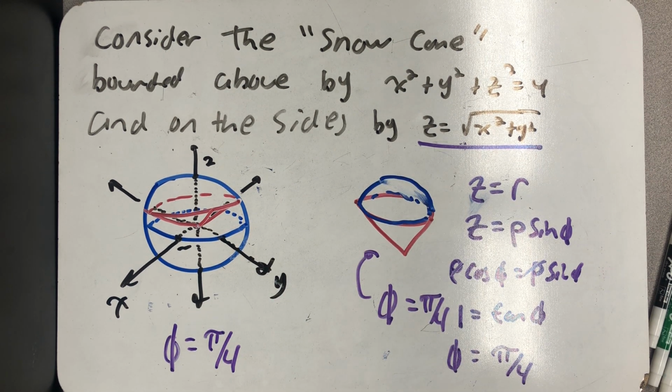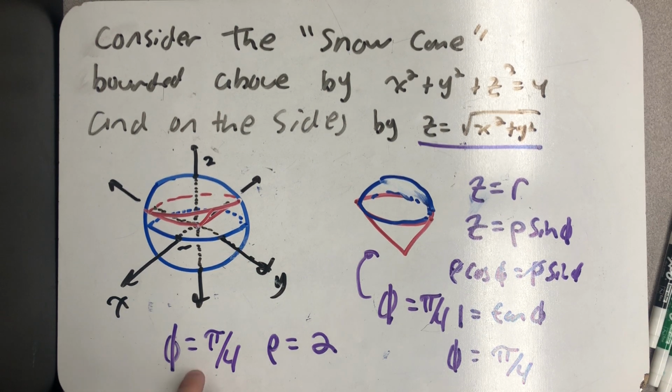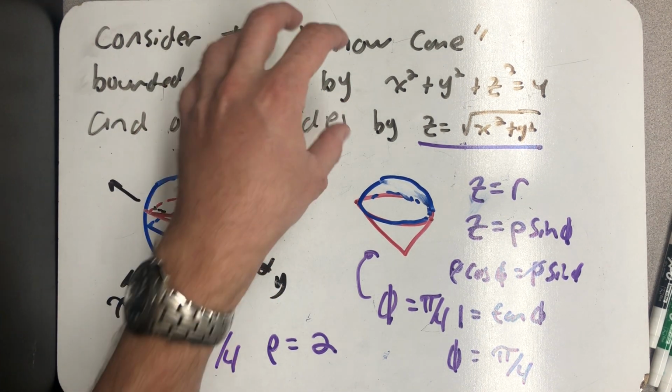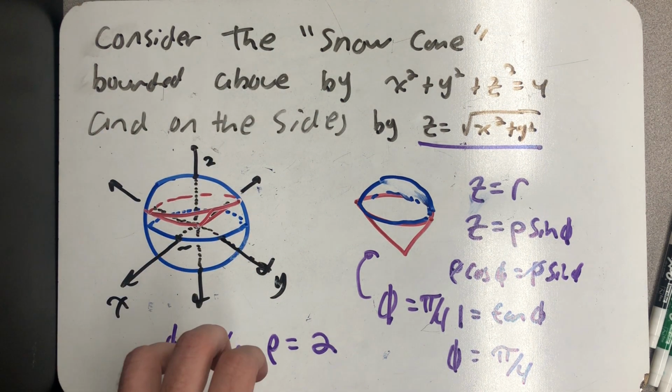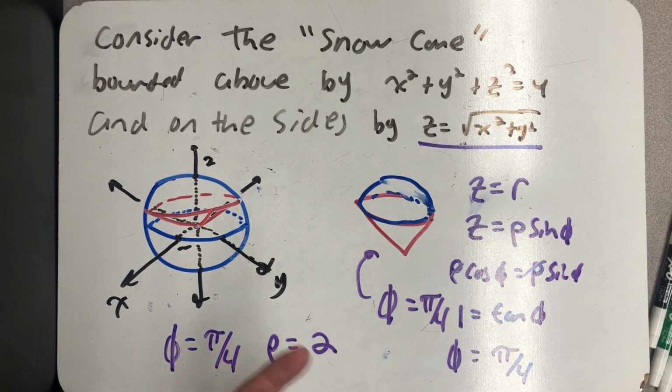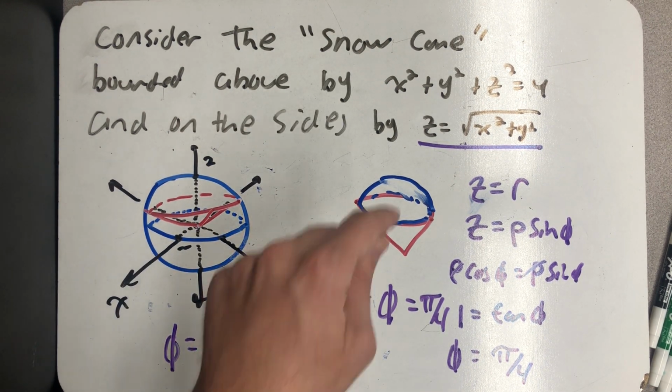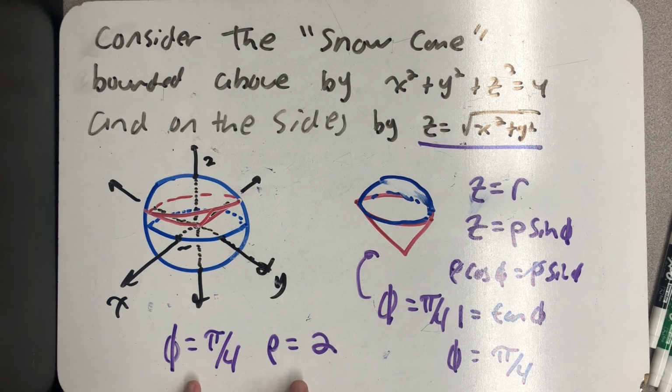Well, now all I have to do is describe the top. Well, that's pretty easy. That's rho is equal to 2. So I'm bounded above by rho equals 2, and on the sides by the cone, phi is equal to pi fourths. And we've gone from a rectangular description to a spherical description. We're bounded above by the sphere, rho equals 2, and on the sides by the cone, phi equals pi fourths. And I think we can see some convenience in thinking this way. These two equations are simpler than the two rectangular equations.